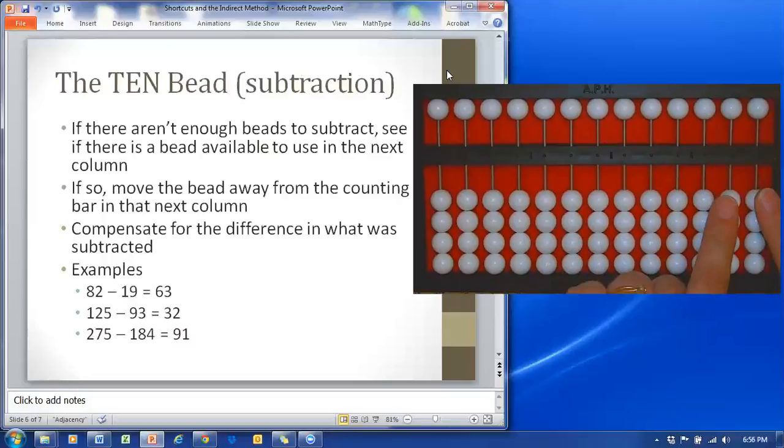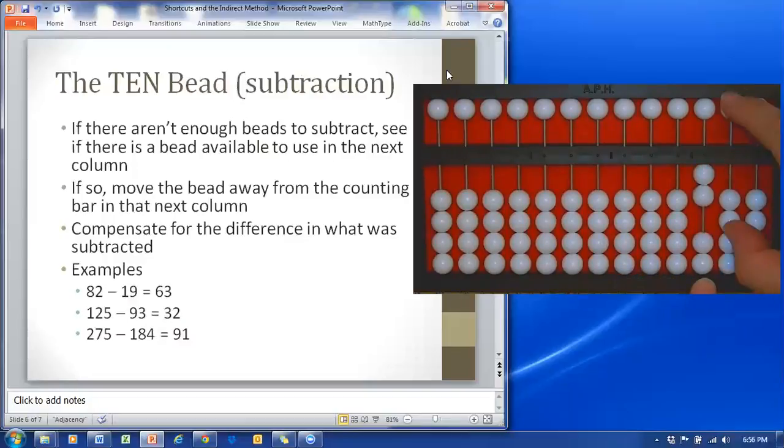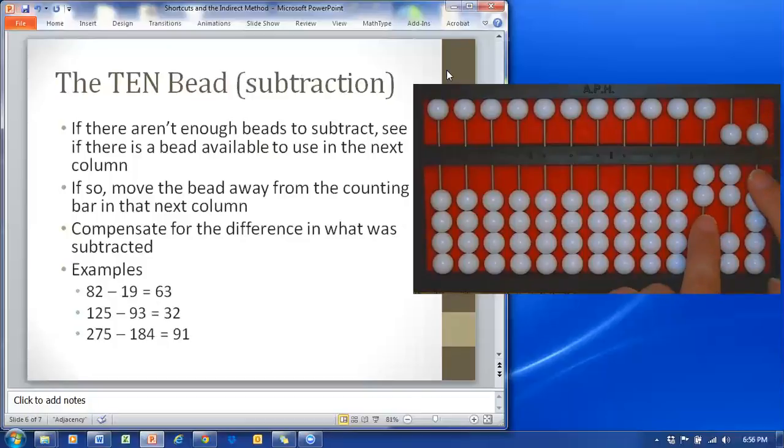Last example of the 10 bead. I'm going to start with 275. With the 275, I'm supposed to subtract 184. So we'll go ahead and subtract the 100. Now I need to subtract 8 tens, but even with the 5 bead, I only have 7 total that I could subtract in the tens column.